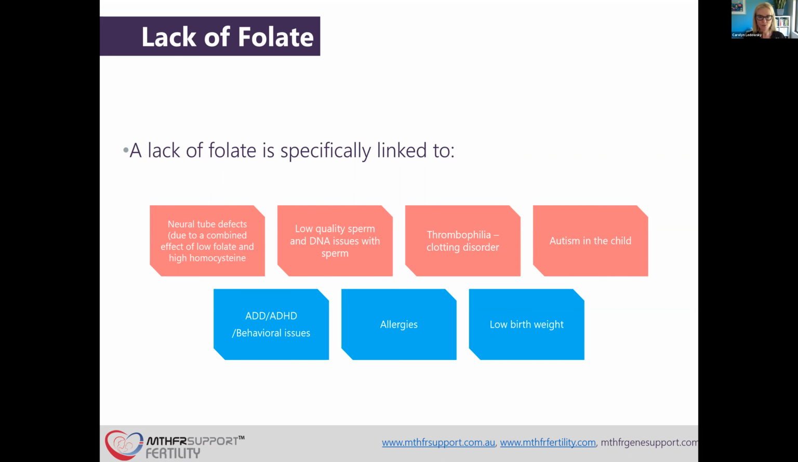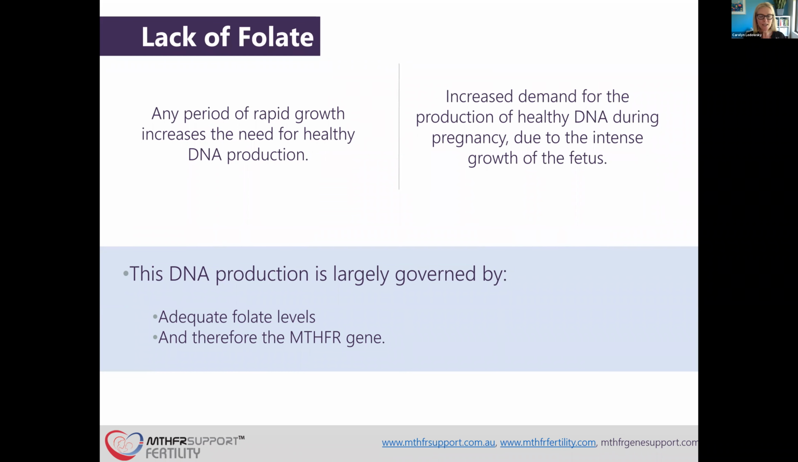Autism is associated with low folate. So is ADD, ADHD, allergies, and low birth weight. So when we consider that for you to fall pregnant, for some of you, that's easy for you to do. But for you to stay pregnant, you've got to have those elements right. And it's really about sometimes having 10 times more folate than you have. And if folate is the key to you staying pregnant, then you can understand how important the MTHFR gene is.